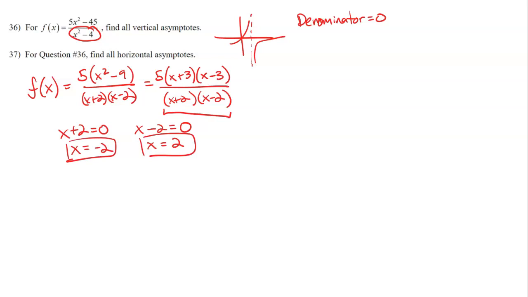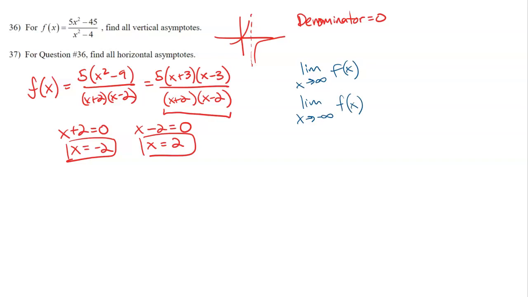Now let's talk about horizontal asymptotes. When would we see a horizontal asymptote here? It would depend on what's happening on the outsides towards the ends, specifically as we're taking the limit as x goes to infinity of our function, or as x goes to negative infinity of our function.